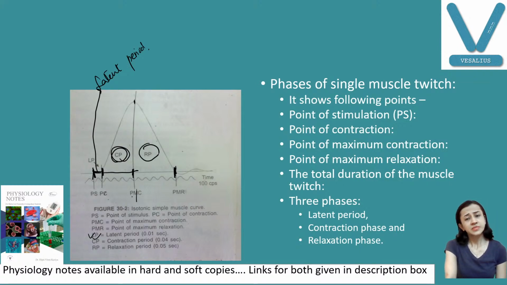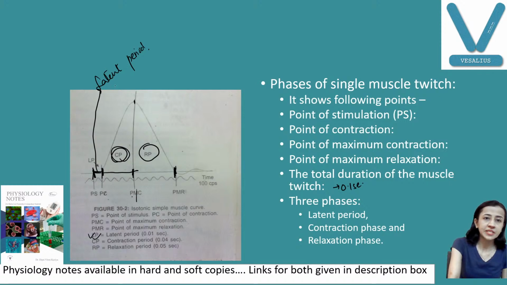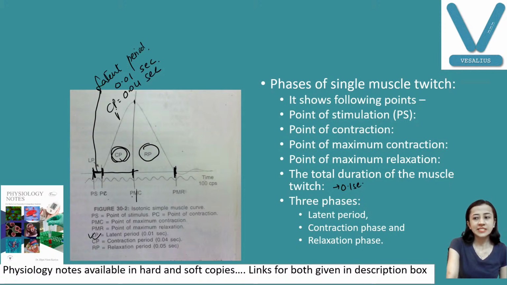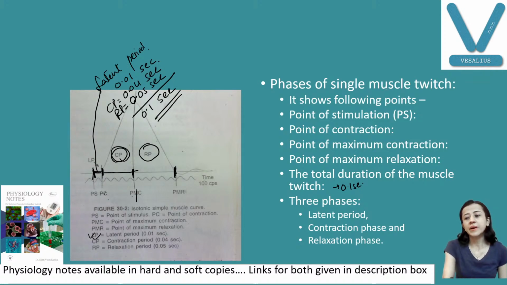Now, the total duration of a muscle twitch is 0.1 second. I will just enumerate the different periods. You can see here the latent period is 0.01 second, the contraction period is 0.04 second, and the relaxation period is 0.05 second. So if you summate all this, you will get 0.1 second. That is the total period of simple muscle twitch.